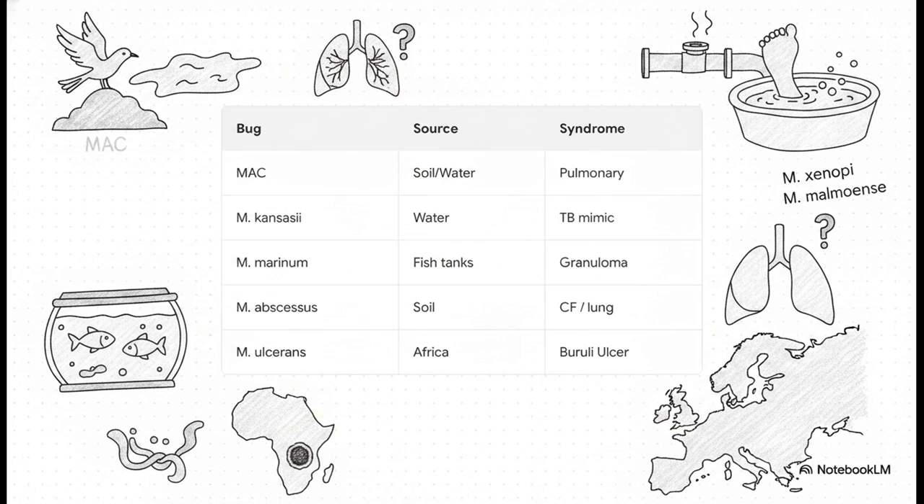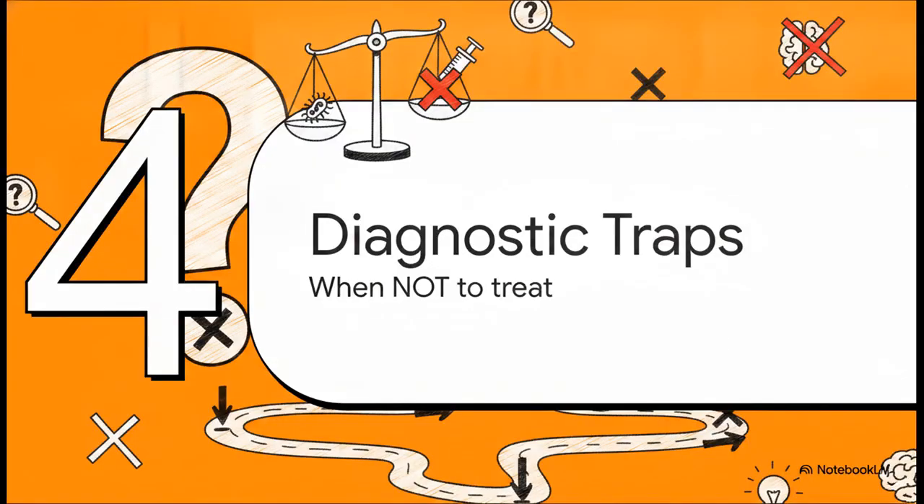And one more geographic clue to add to your mental map. M. xenopi or M. malmoense. If a vignette mentions hot water pipes and a patient in Northern Europe, that is your target for sure. Let's transition into Section 4, the diagnostic traps.